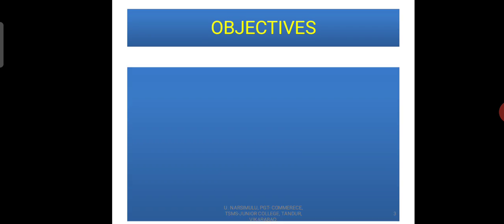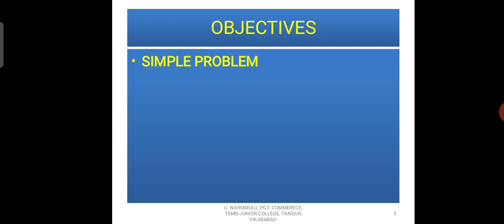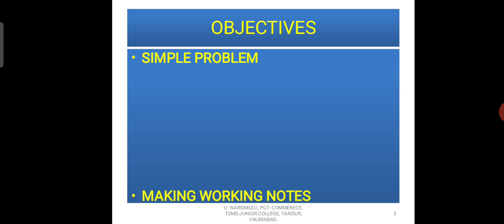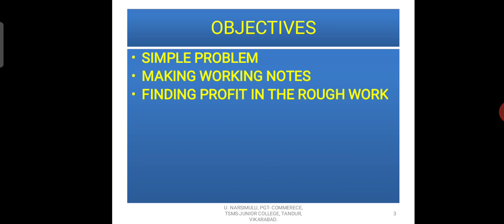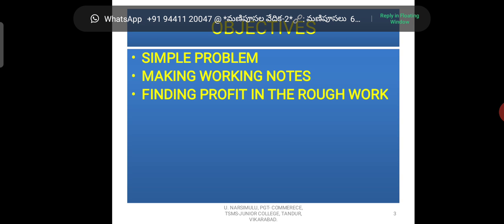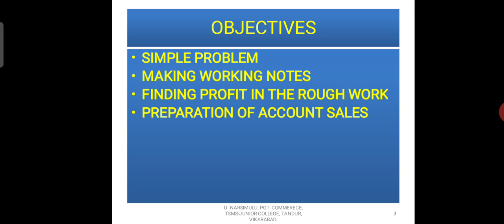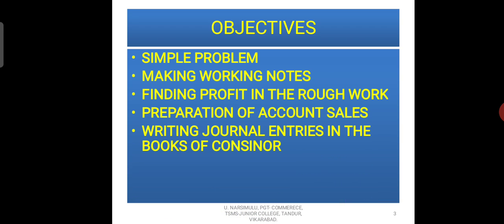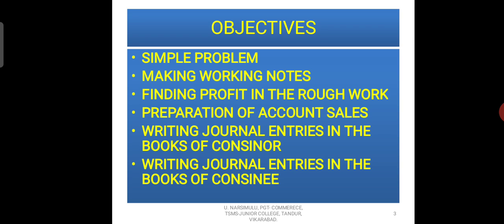So objectives. This video covers a simple problem, making working notes, finding profit in the rough work like a rough statement without preparation of consignment account, preparation of account sales, writing journal entries in the books of consignor, writing journal entries in the books of consignee. Dear students, in this video we are going to do all these things step by step.